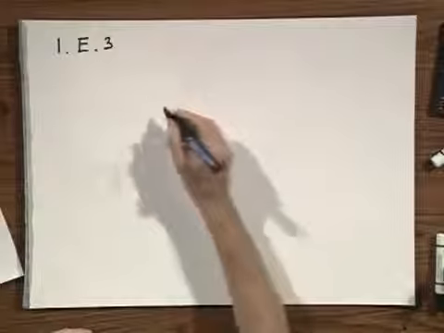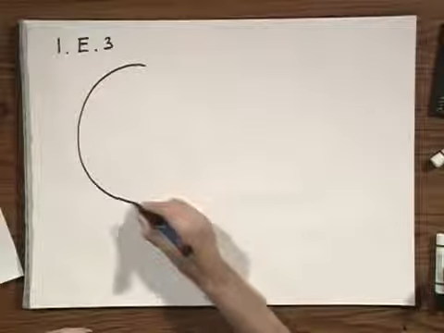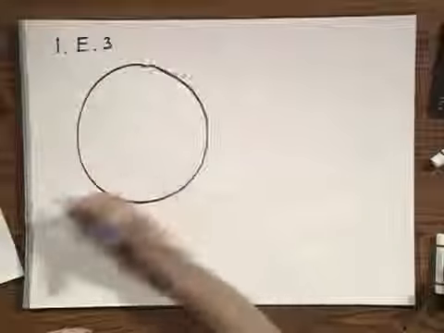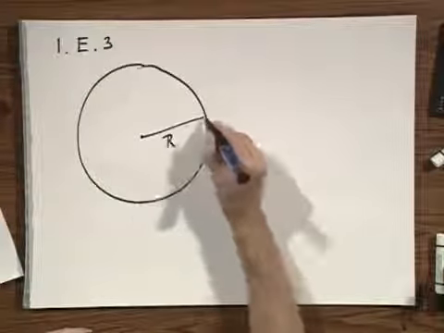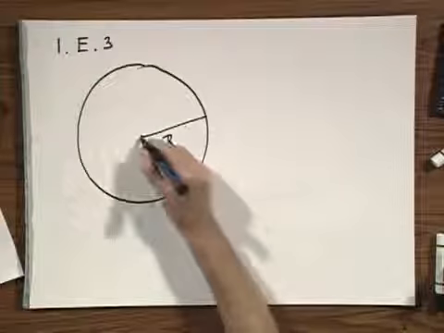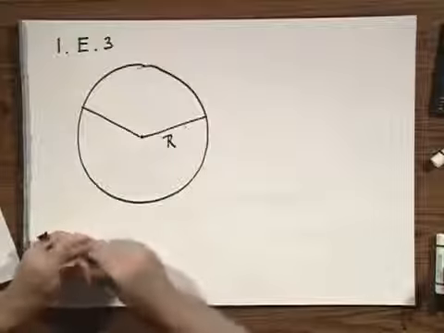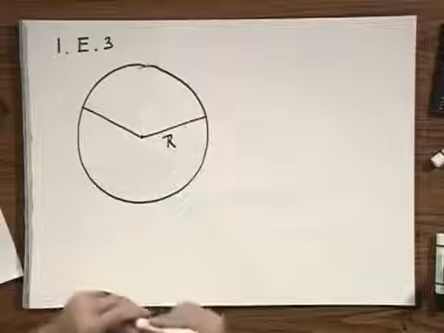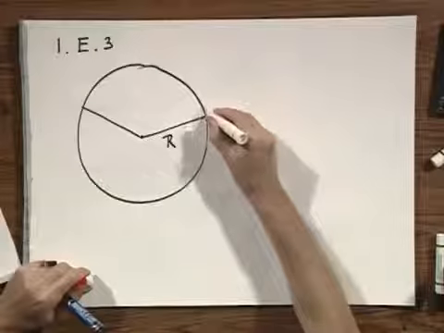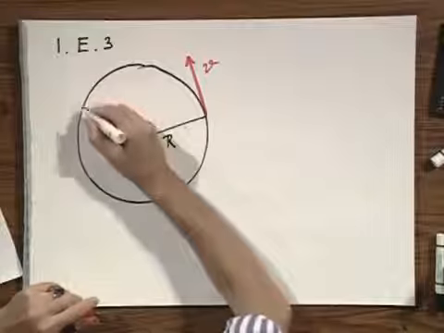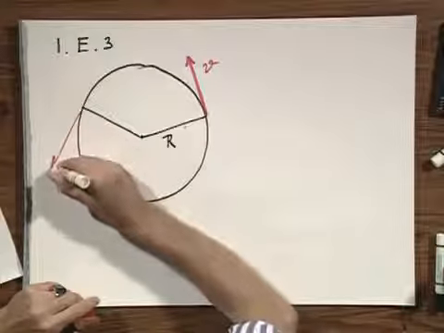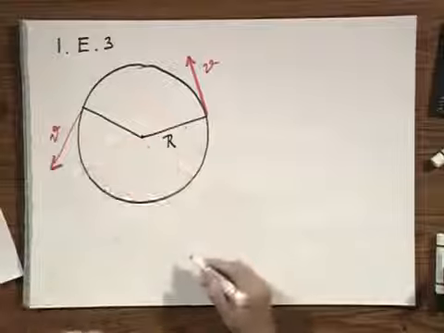1E3 deals with a geosynchronous satellite. Let's first consider a circular motion, radius r, and there is an object going around with a constant speed. Speed for me is v. Here the speed is the same, that is v.